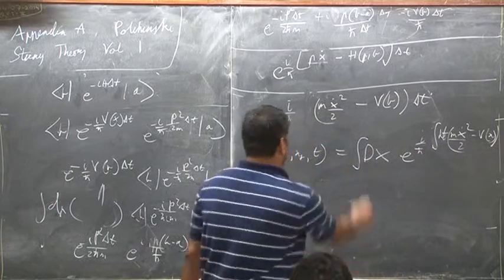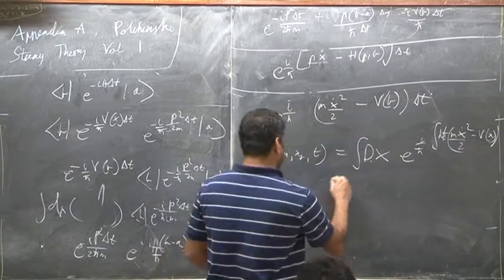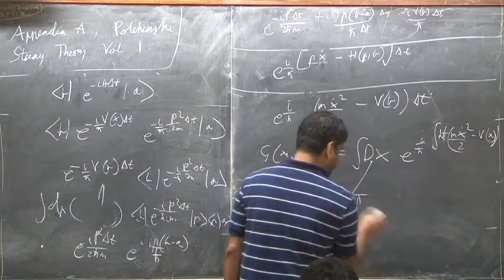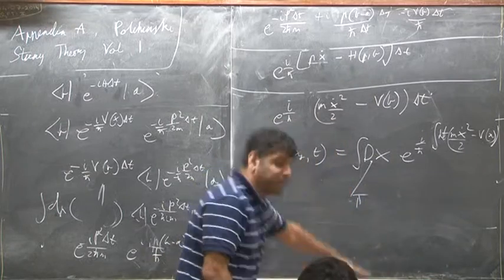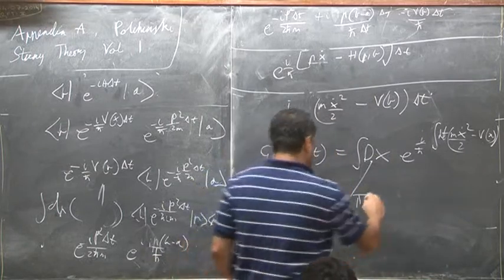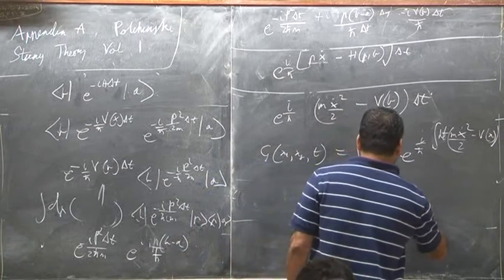What does this dx mean? This dx is just a product, because it came from the product formula: dx1 to dx(n minus 1).